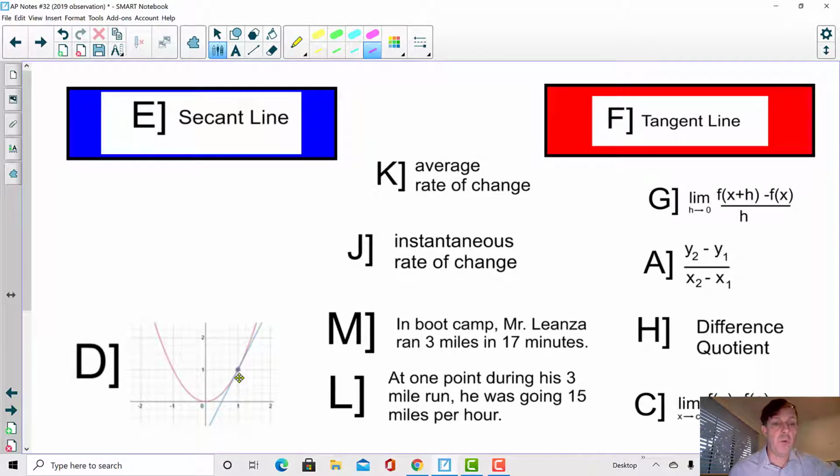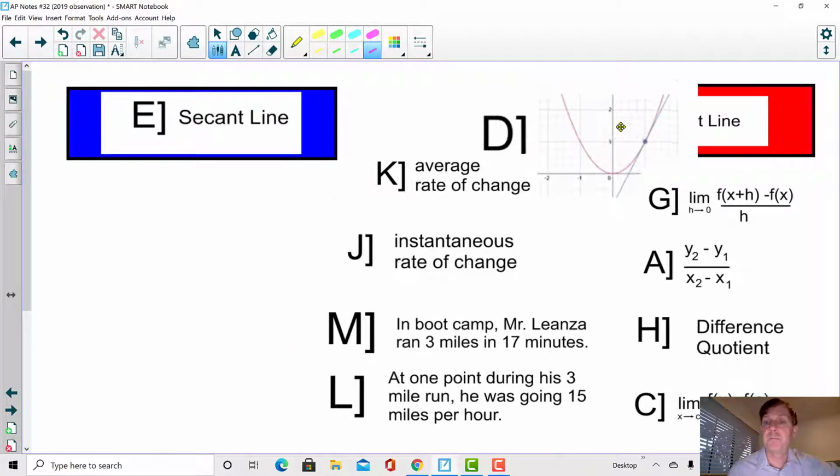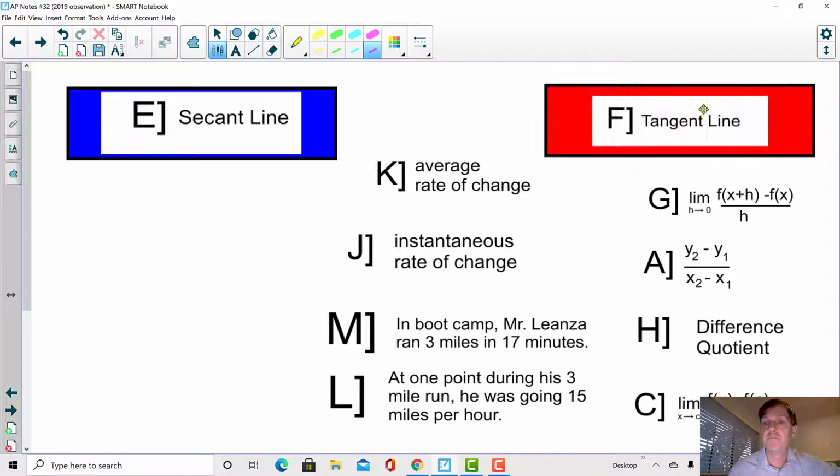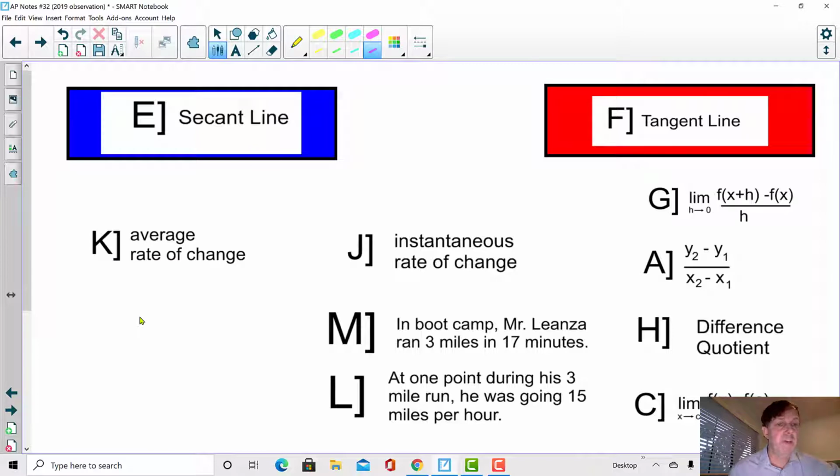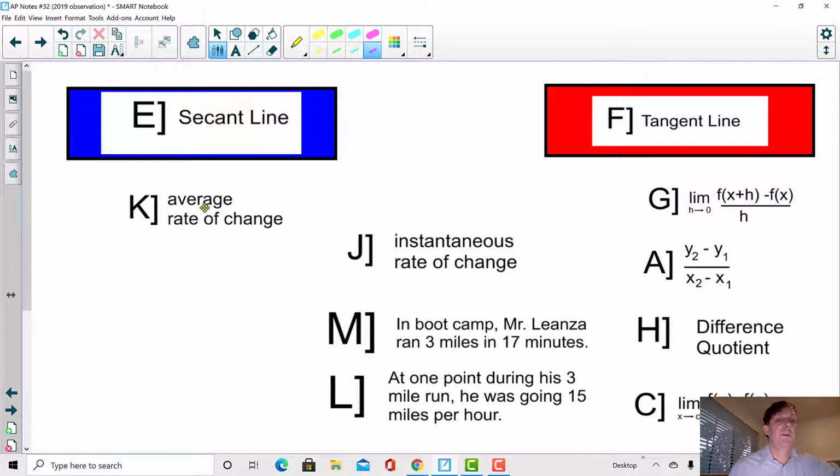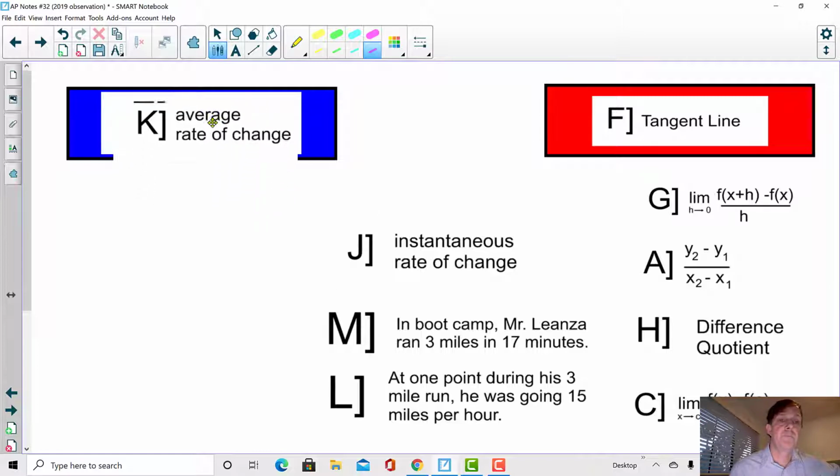D, it only touches at 1 point, so this looks like a tangent line. So we'll put this one in F. Okay, next one is K, an average rate of change. An average rate of change is a type of secant line. It would be like the total distance divided by the total time, something like that. So we'll put that in secant line.